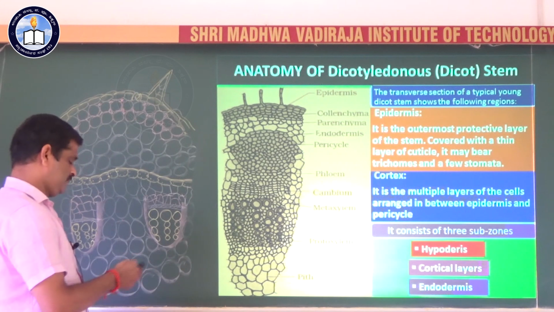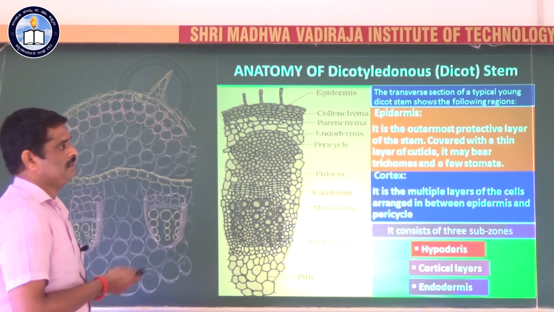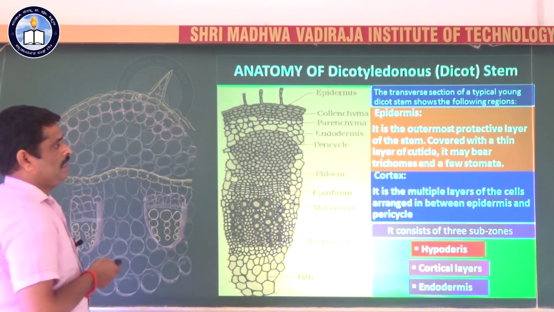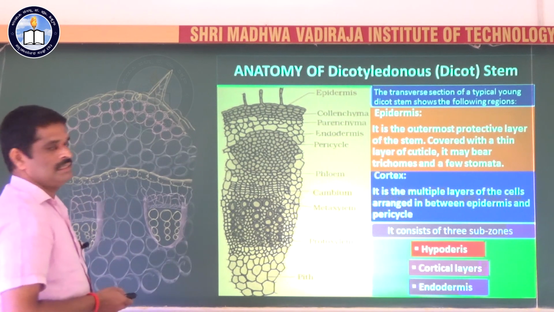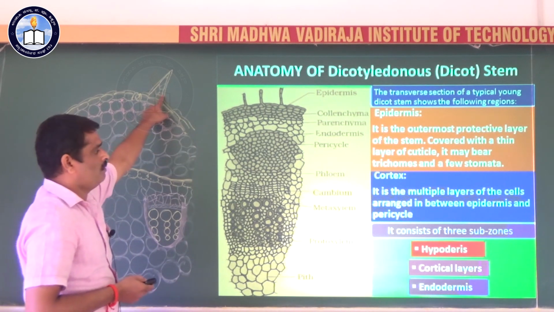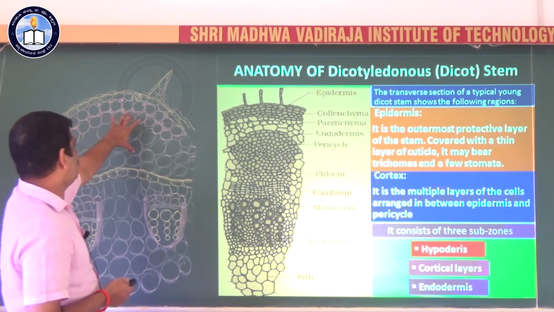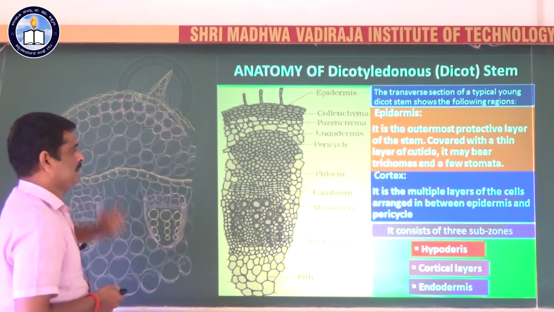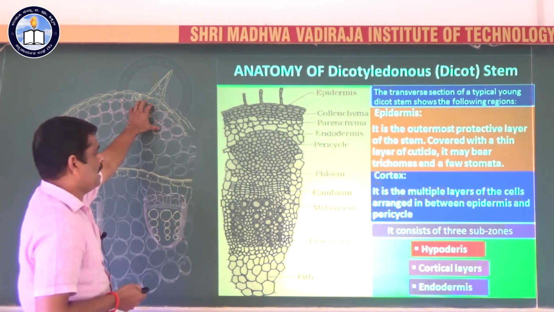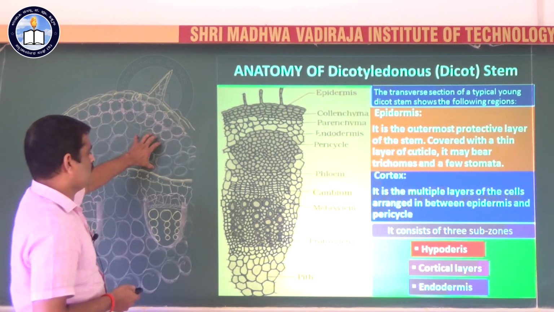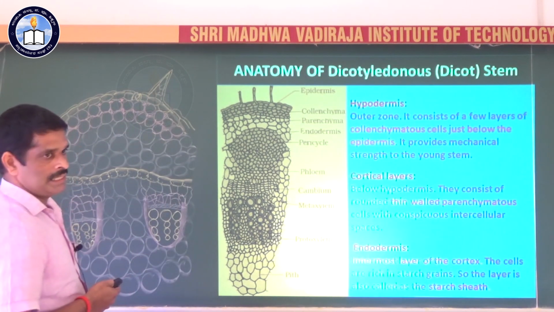See the dicot stem, it consists of outermost epidermis covered with the thin cuticle. It bears the epidermal hairs, that is what we call the trichome. And the cortex is multi-layered. It consists of three subzones. This is the hypodermis, then the cortical layers, and the innermost, that is called the endodermis.